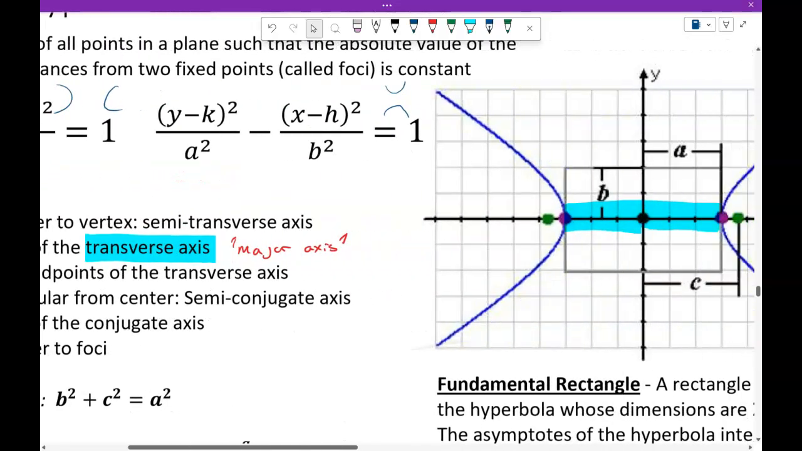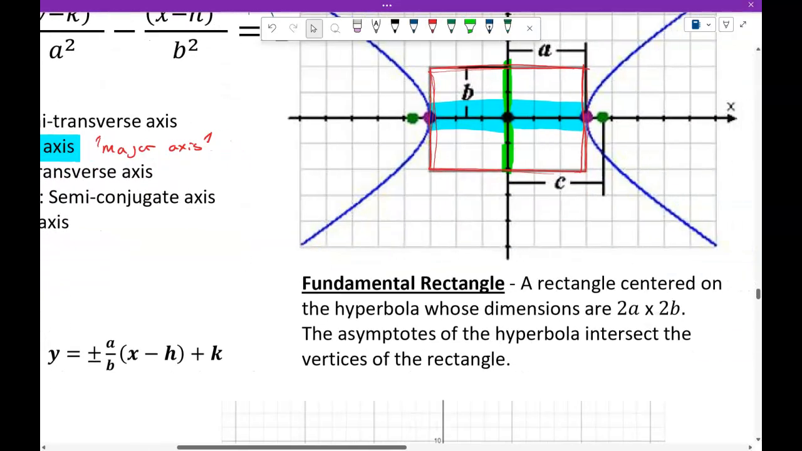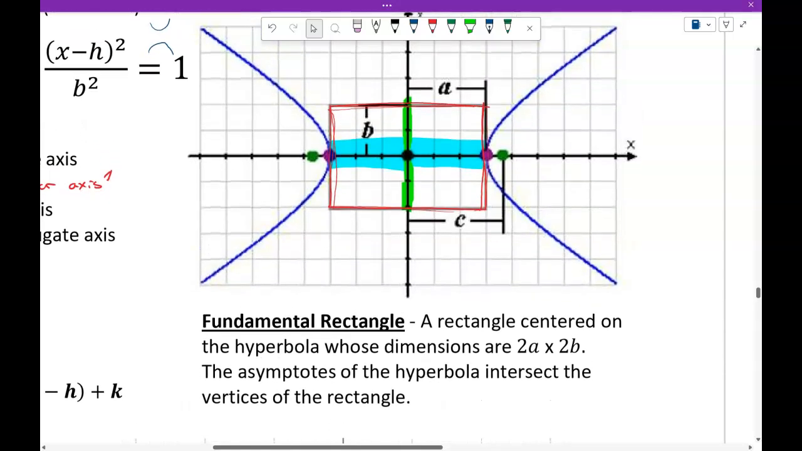Now B gives us the length of this conjugate axis. And so going in the perpendicular direction from the vertex, up or down, perpendicular to the transverse axis, we have this length of B in both directions. Now, it doesn't go to a specific point, but instead, A and B combine to give us this boundary box. And this is an imaginary box that's not actually part of our graph, but this forms what we call a fundamental rectangle.